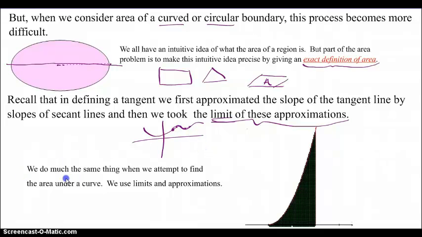We're going to do much the same thing in the area context. When we attempt to find the area under a curve, we are going to use limits and we are going to use approximations. We're going to start with approximations, and then we'll learn something called the fundamental theorem of calculus that will give us an exact answer. But let's say I wanted to find the area here of this dark portion in the plane that's trapped under some function y equals f of x. There's nothing linear about it except this one side right here and this underside right there. But this part right here is all curvy.